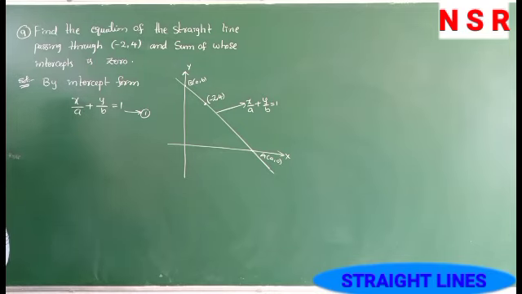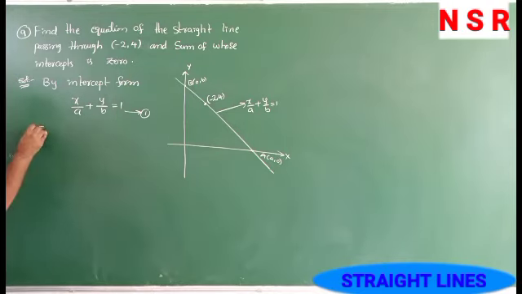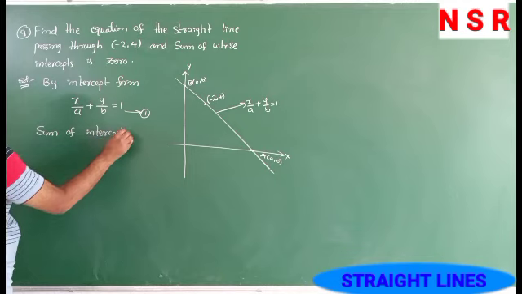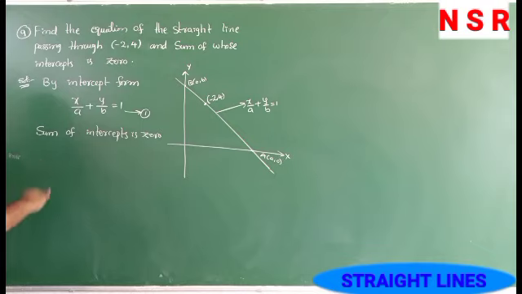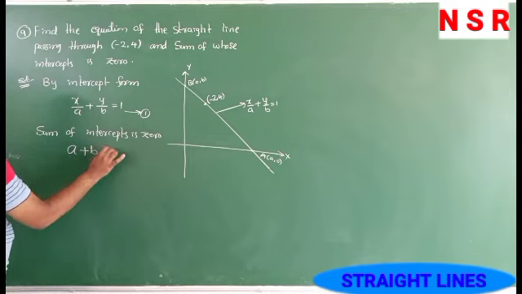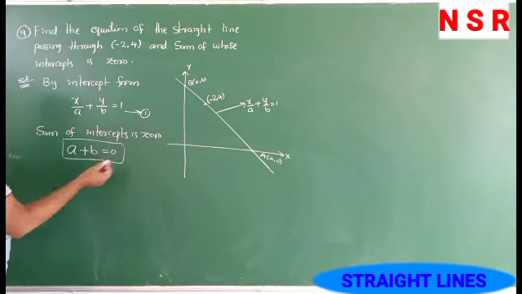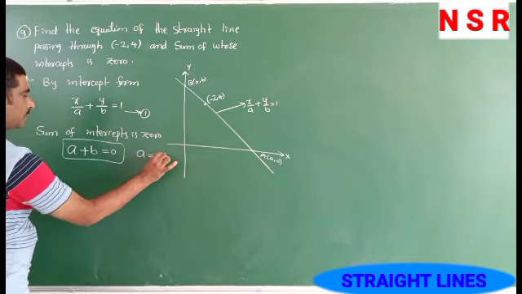So here one condition is given, observe: sum of whose intercepts is 0. Sum of intercepts is 0 means A plus B equal to 0. Sum means plus, difference means minus. So sum of intercepts means A plus B equal to 0. So here this condition is given. A plus B equal to 0, by using this we can write A equal to minus B.